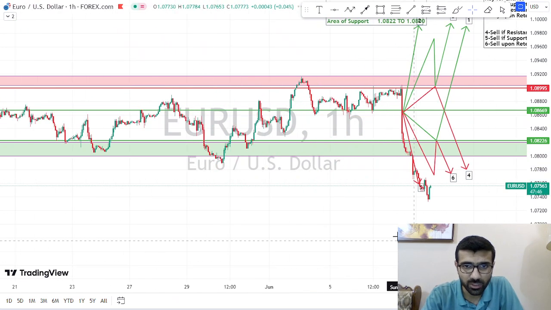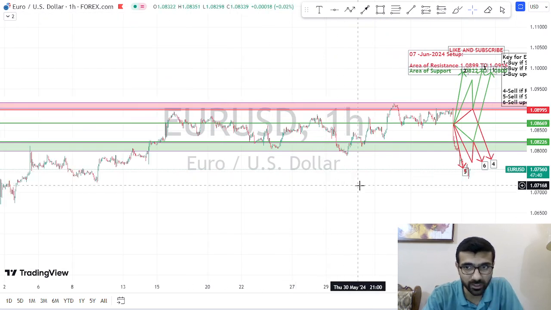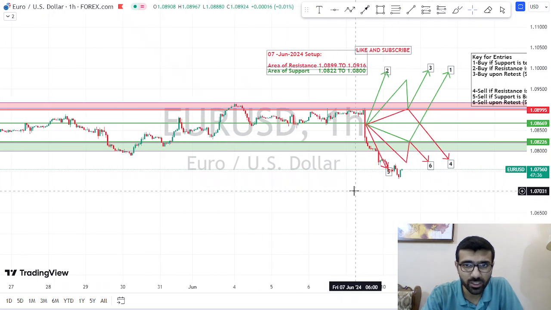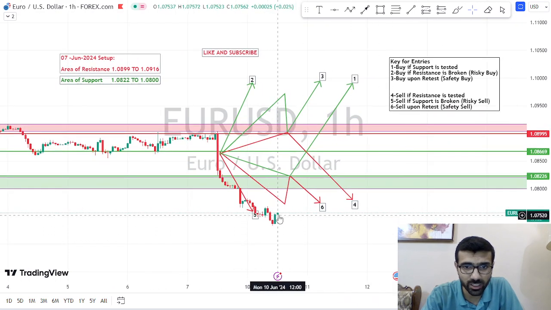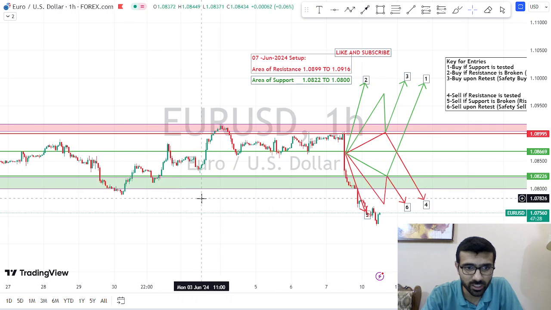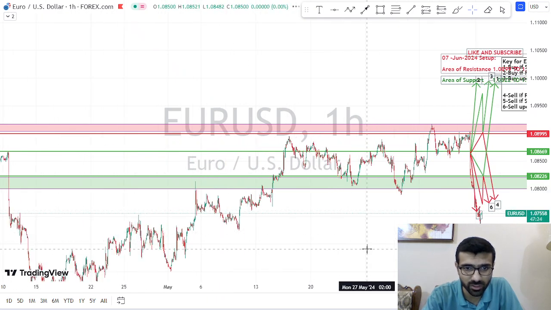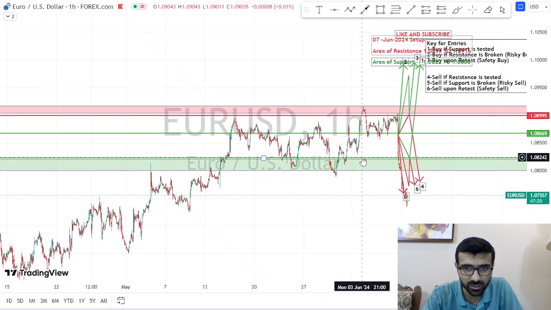As this sideways market has been broken downwards, now our sentiment will be downwards unless it is a fake out. That fake out will be confirmed by tomorrow. For that, the market has to return over here and maintain this area of support. But for now, we will have to mark the new areas of support and resistance, so you can easily take trades in this pair.